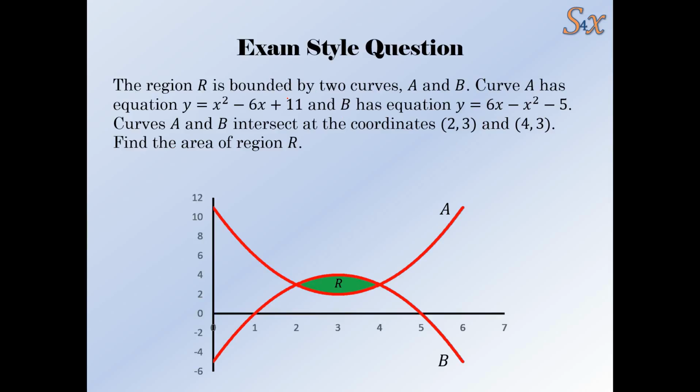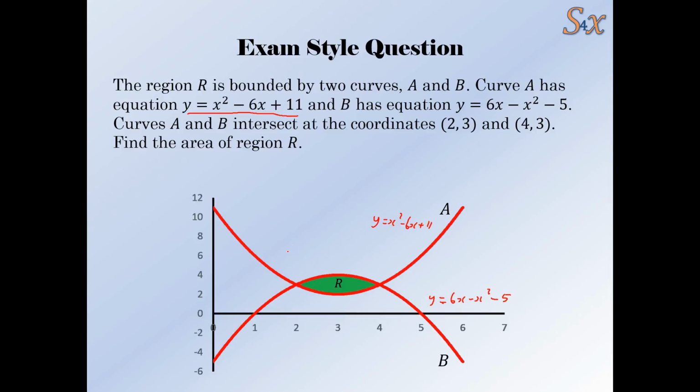We've got a region R which is bounded by two curves, A and B. I've given you the equation of each of the curves. Here's the equation for curve A. Okay, so this one is y is x squared minus 6x plus 11. And curve B is y is 6x minus x squared minus 5. I want the area in between those two curves.